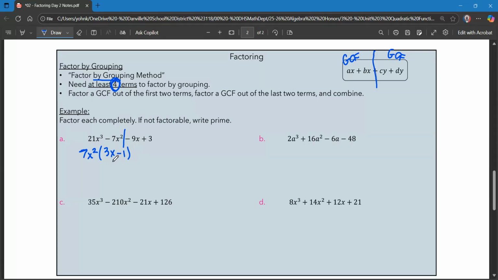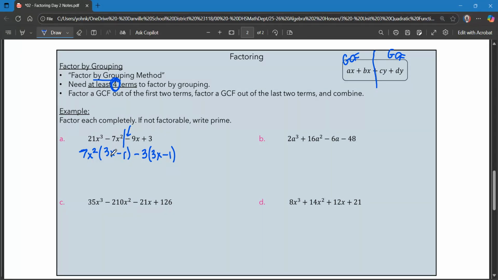Then you ignore that first half that you did and you look at the second half and you take a GCF out here. Since it's a negative symbol in the middle, that means you want to take a negative as a GCF out. Between 9 and 3, you can take a 3 out. And what's left would be 3x, and watch your sign, -1. Now, if you do factor by grouping correctly, the stuff in the parentheses should be exactly the same. If it's not, then you did it wrong, and you need to go back and fix it.